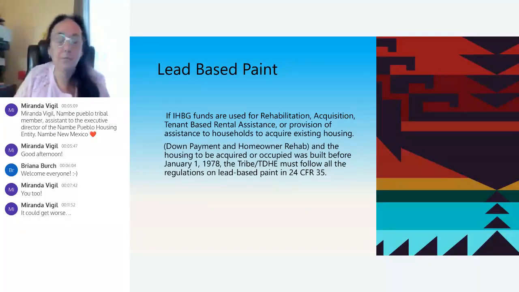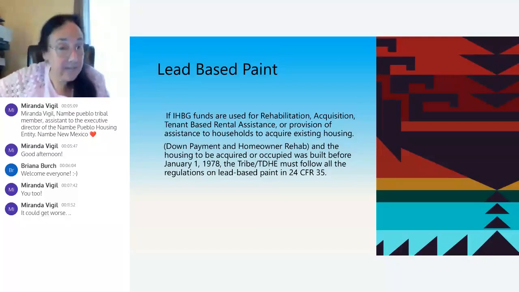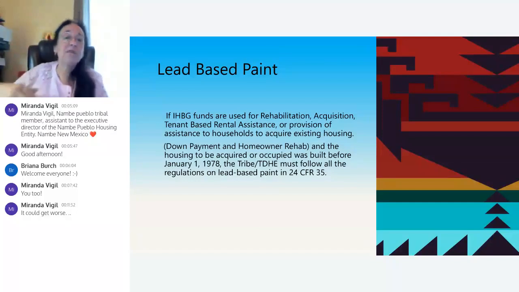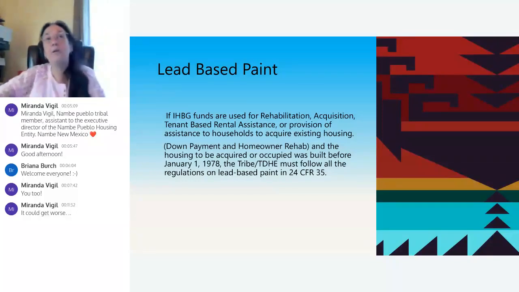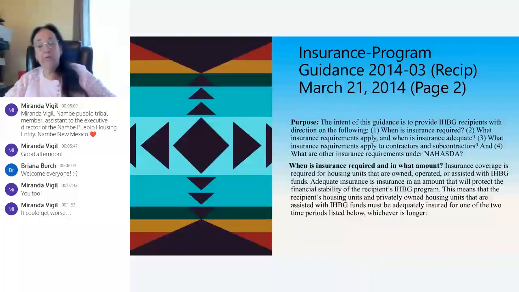So, lead-based paint. If block grant funds are used for rehab, acquisition, tenant-based rental assistance even, or provision of assistance to households to acquire existing housing, down payment, homeowner rehab, you have to make sure that if that house was built before January 1st of 1978, it contains no lead-based paint. You have to follow the regulations on lead-based paint at 24 CFR 35.